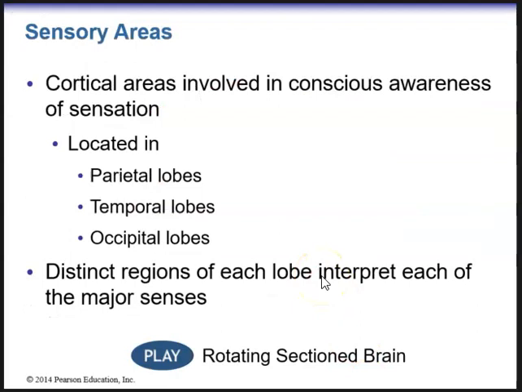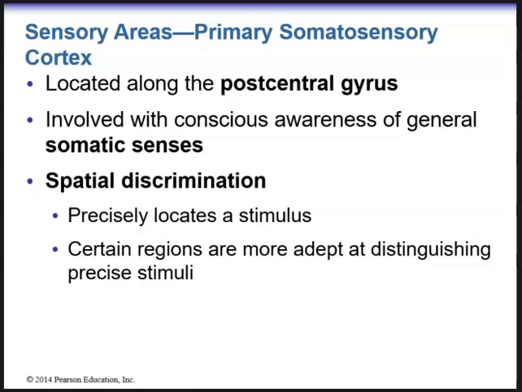So sensory areas, these are cortical areas involved in conscious awareness of sensation. They're located in the parietal lobes, the temporal lobes, as well as the occipital lobes. Distinct regions of each lobe can interpret each of the major senses. The primary somatosensory cortex is within the postcentral gyrus. So the primary motor cortex is in the precentral gyrus, whereas the primary somatosensory cortex is in the postcentral gyrus.